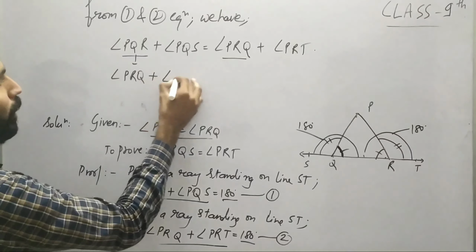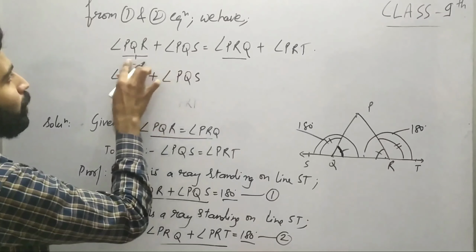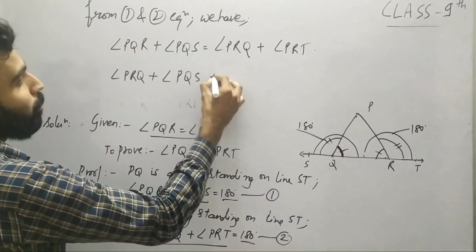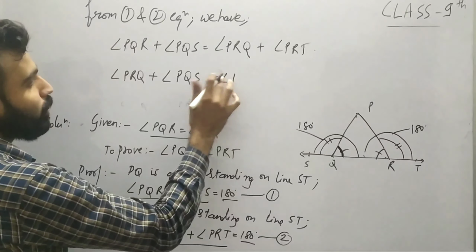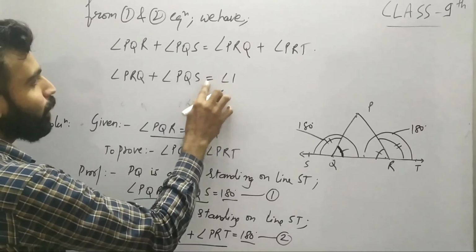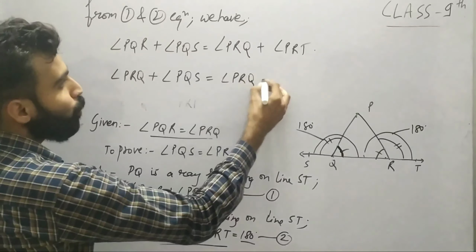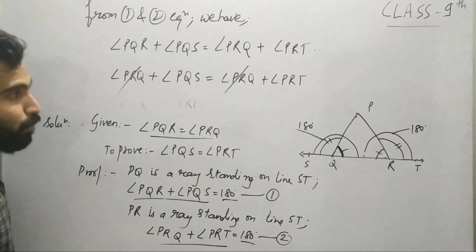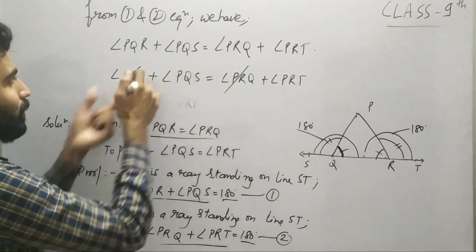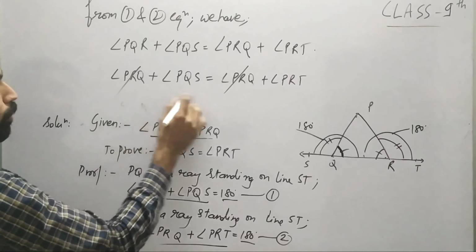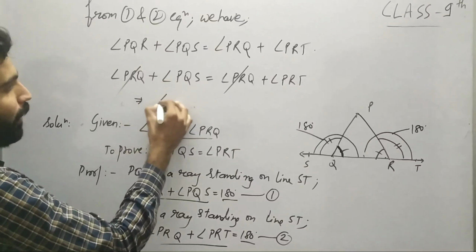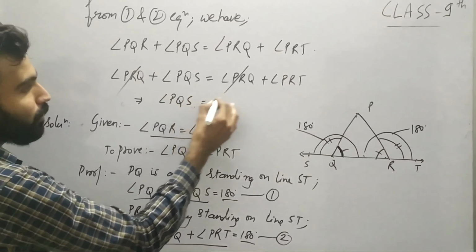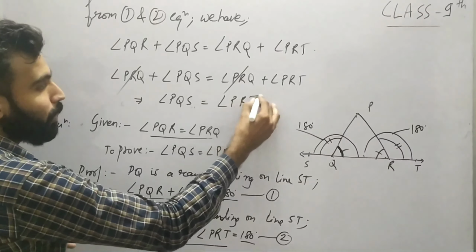Getting my point? Plus angle PQS is equal to PRQ plus angle PRT. Now you can see they will cancel out because they are the same quantity. So they will cancel out. Also they have positive sign. So you can see here what is remaining: angle PQS is equal to angle PRT.